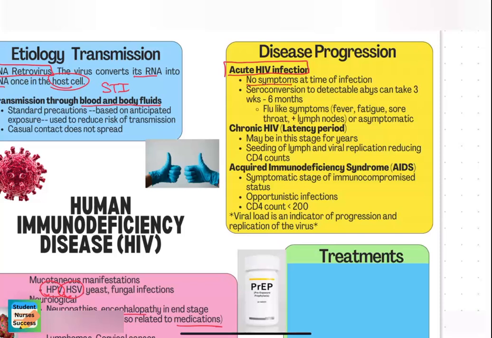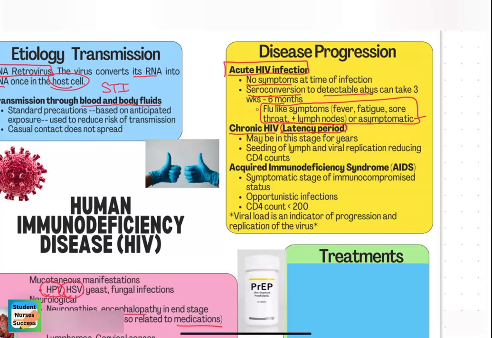So, the minute you're exposed to HIV and you contract it, you may not have any symptoms. You actually do not develop symptoms for a couple weeks. And that's when that seroconversion to detectable antibodies happens. And during that time, that can be anywhere from 3 weeks to 6 months after you contracted HIV. Patients may have flu-like symptoms, positive lymph nodes, fever, fatigue, sore throat, or they may be completely asymptomatic that whole time. The next period of HIV is the chronic stage or this latency period.